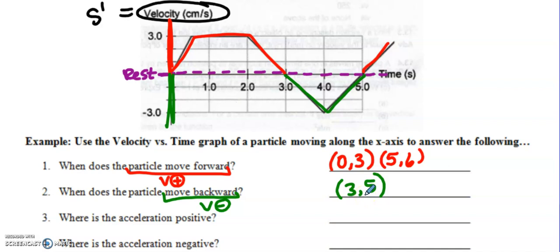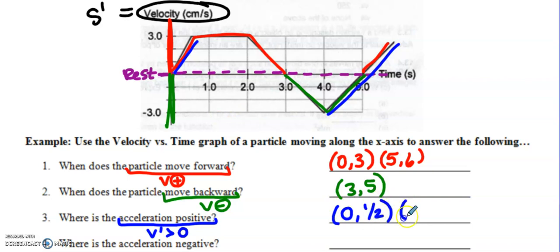Where is acceleration positive? Well, acceleration is v prime being greater than 0. So v prime would be the slope. Where do I have positive slopes? I have positive slopes here and here. So it looks like between 0 and time t equals a half, and then again from 4 to 6.